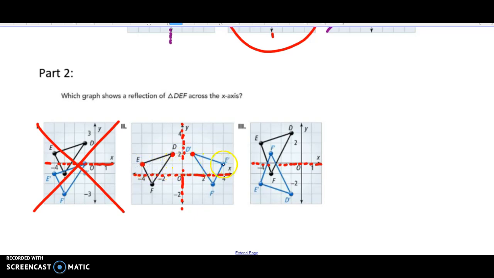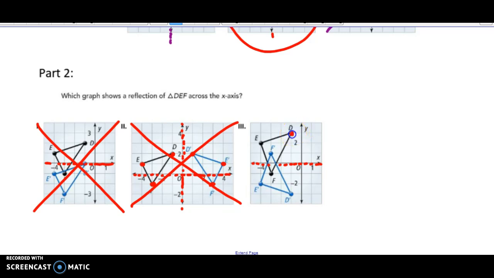E appears to be reflected evenly to E prime, as does F to F prime, but I'm not trying to reflect across the y-axis, we're trying to reflect across the x. So let's see if this third figure will fulfill that.